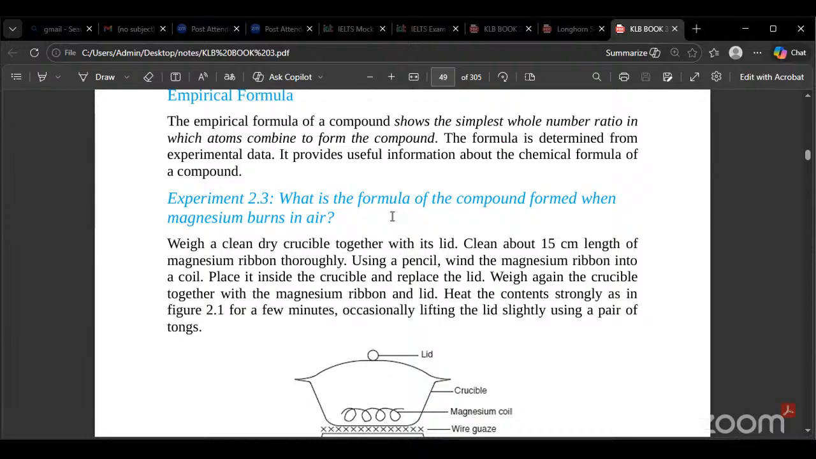Now, this subtopic, the empirical formula, most probably comes in the theory part. So the experimental part of it normally is not tested most of the time, but I normally say it is better to be safe than sorry. So we weigh a dry crucible.